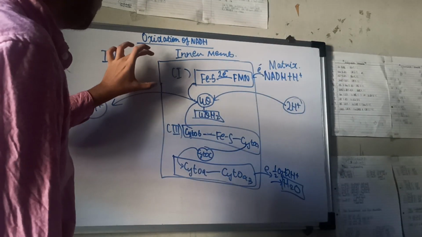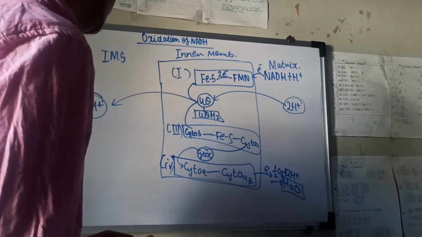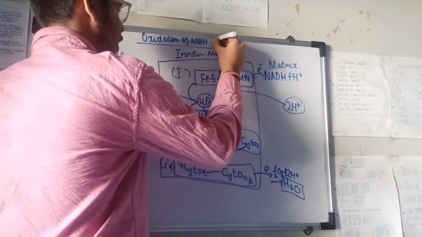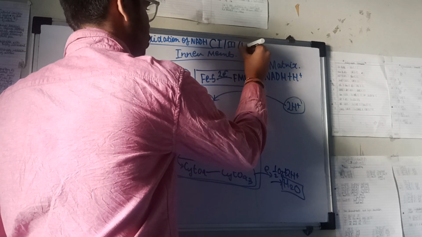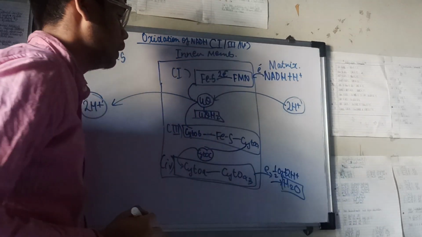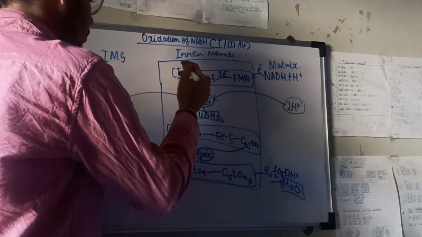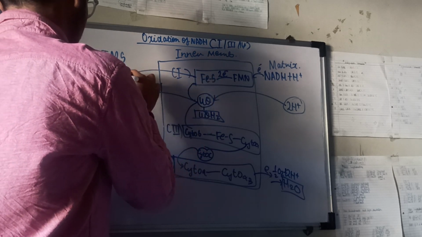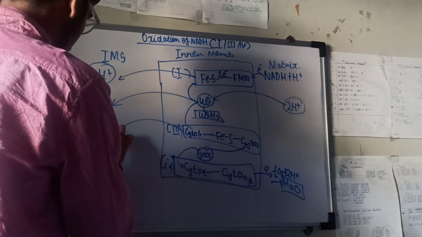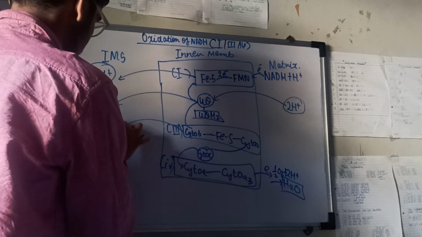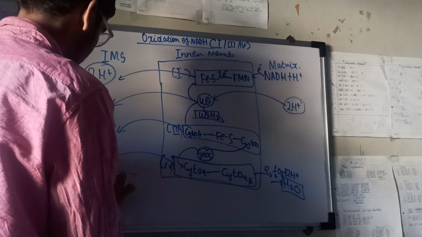So here the 1st, 3rd and 4th complexes are playing a role. We can remember it simply as 1, 3, 4 complexes. Now you have to remember this: this complex gives 2H plus, this complex has the ability to give 4H plus, and this gives 2H plus. Now you can total it. The total will come to 10H plus.